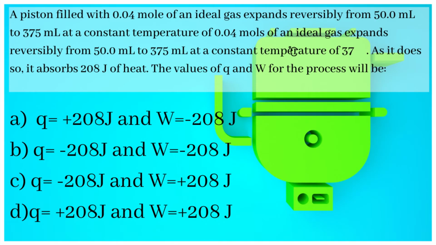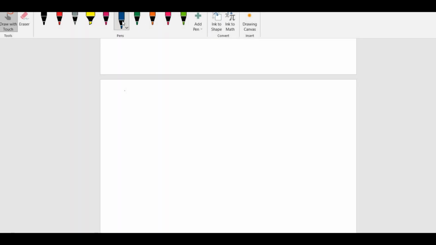The next question says, a piston filled with 0.04 mole of an ideal gas expands reversibly from 50 ml to 375 ml at constant temperature of 37 degrees centigrade. As it does so, it absorbs 208 joule of heat. The values of Q and W are. So whenever you see a fixed temperature and an ideal gas expanding reversibly, your first hint should be that the work done formula is minus nRT ln V2 by V1. This should be your first hint when you see such a question.